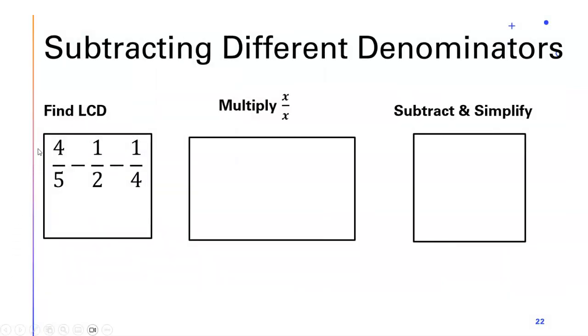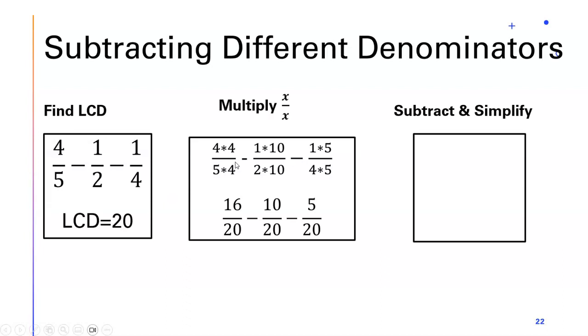Here's another example with 3 fractions. So like adding 3 different fractions, you need to find the common denominator for subtracting 3 fractions. So 5, 2, and 4, your lowest common denominator would be 20. And then you multiply by your version of 1. So for your first fraction, it would be 4 over 4, giving you 16 over 20. For your second fraction, it would be 10 over 10 to give you 10 over 20. And for your third fraction, it would be 5 over 5 to give you 5 over 20. Then you can subtract and simplify if possible. So 16 minus 10 minus 5 gives you 1 over 20, which you can't simplify any further than that.